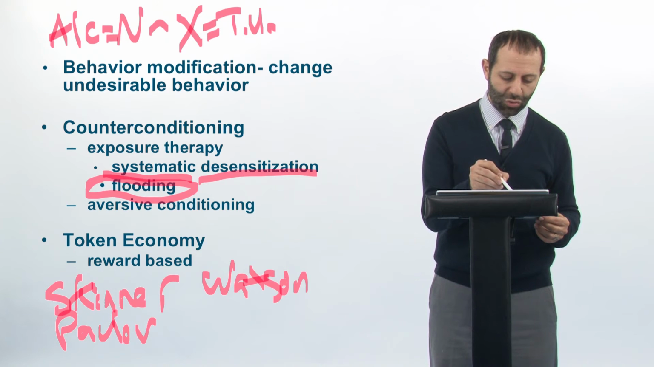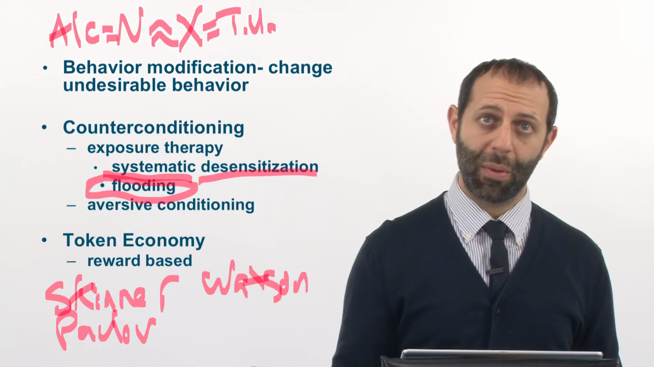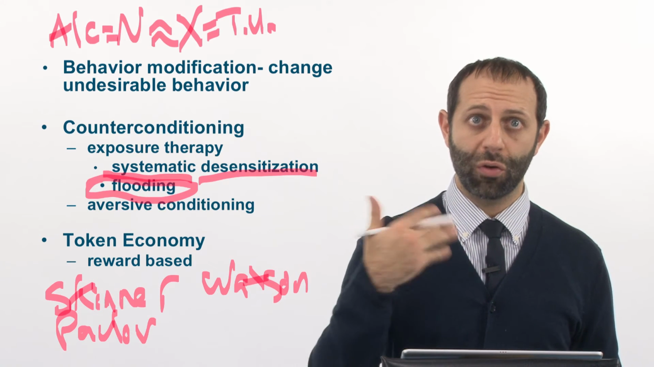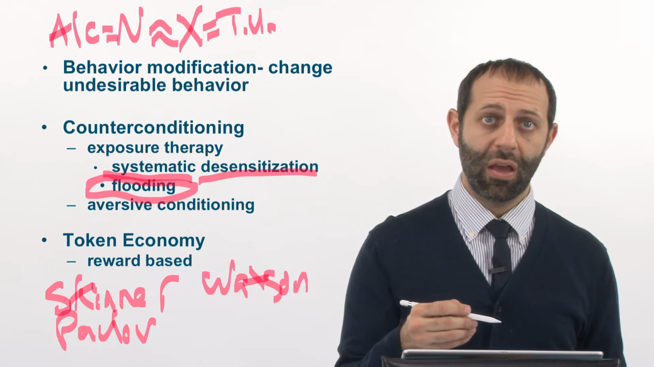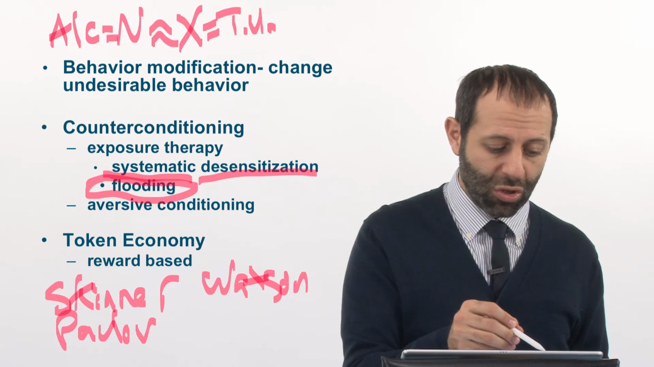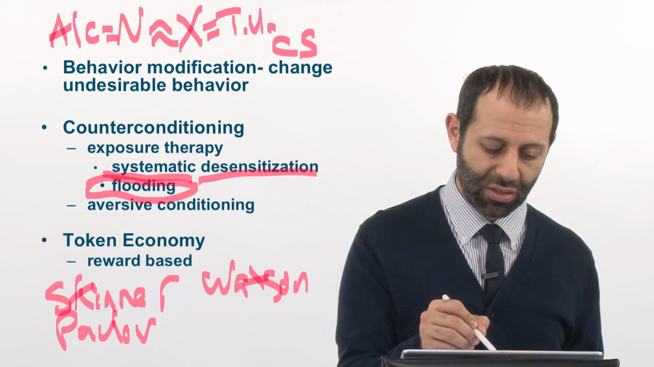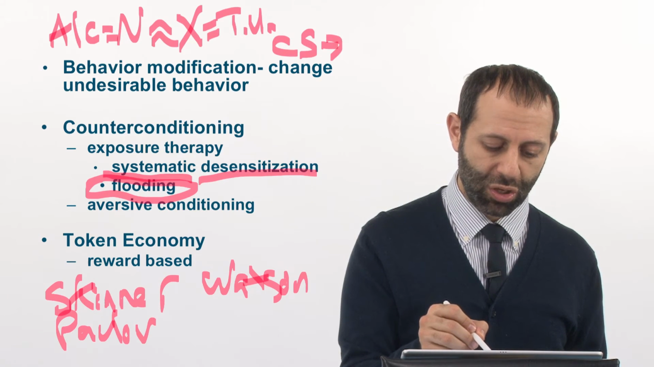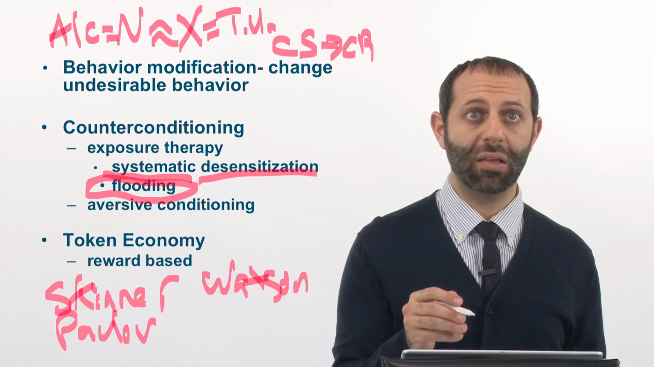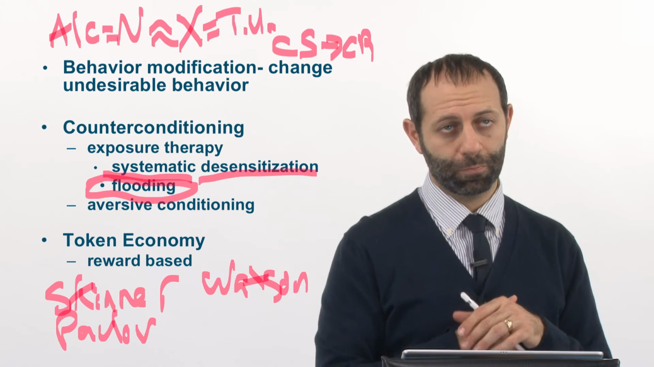When I pair these two together, I give them alcohol, then I give them the item that makes them nauseous. I repeat that over and over and over again. Eventually, I just show them the alcohol, and the nausea will be triggered. At that point in time, the alcohol becomes the conditioned stimulus, the CS, which leads to the conditioned response, the response being nausea. So that's aversive conditioning.